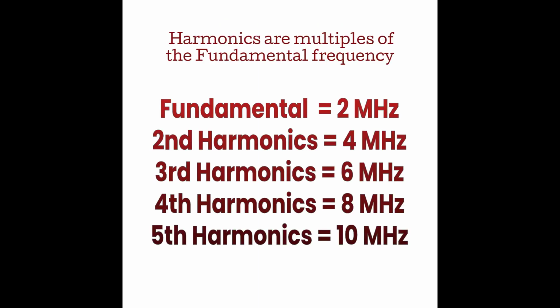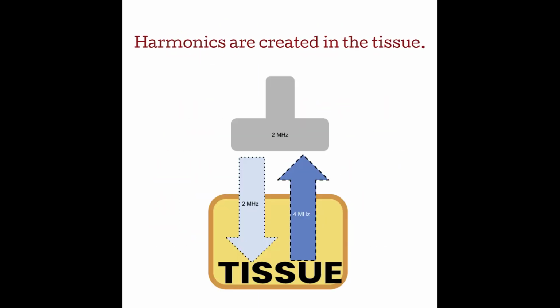The other really big thing about tissue harmonics is that these harmonics are created in the tissue. That's why they're called tissue harmonics. As the sound beam leaves the transducer, there are no harmonics yet. Nothing has been created harmonic-wise. This is all fundamental frequency. So we've sent a 2 megahertz wave into the body.